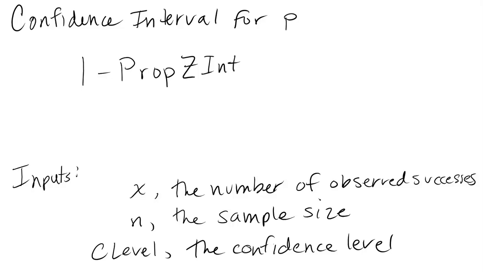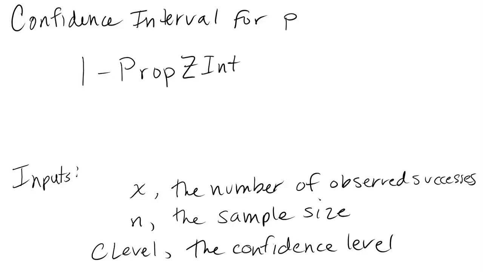So 1PropZInt. Unlike the calculator functions for means, this calculator function only requires 3 inputs: x, the number of observed successes, and the sample size, and the confidence level. The calculator takes x and divides it by n to get p hat. It uses that p hat as part of the estimate for the standard error. It then takes your confidence level and converts that to the number of standard errors we would have to hop in order to enclose that percentage of the p hats in our estimate. And then it adds and subtracts that number of standard errors to and from the sample proportion in order to create the interval.